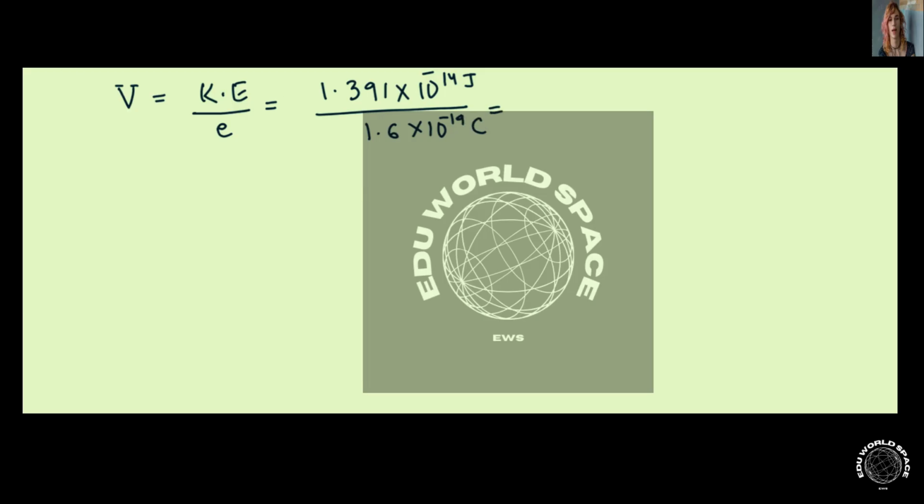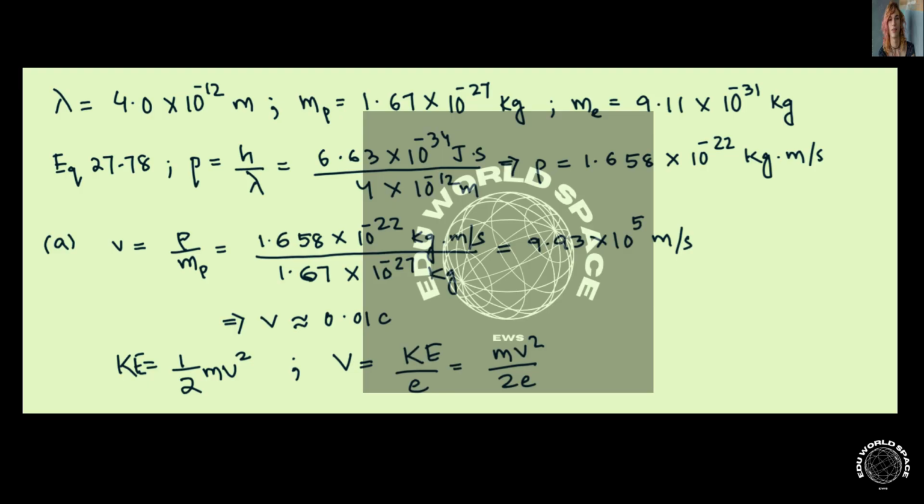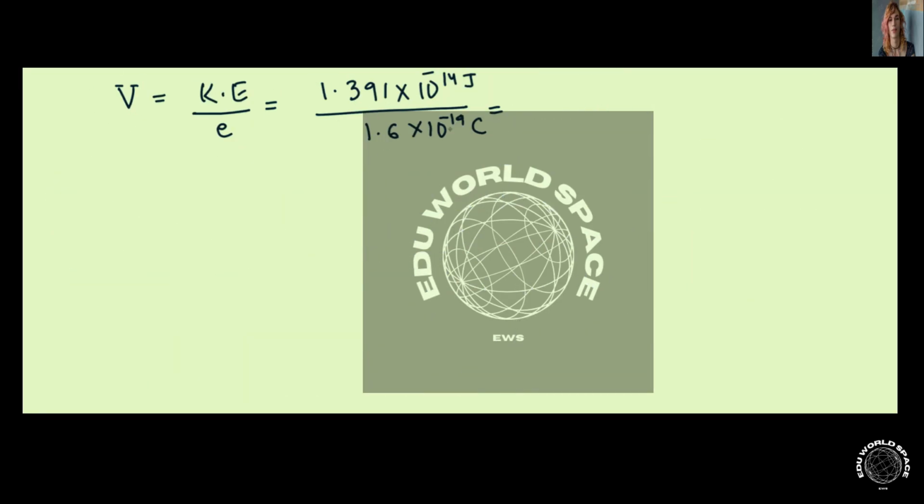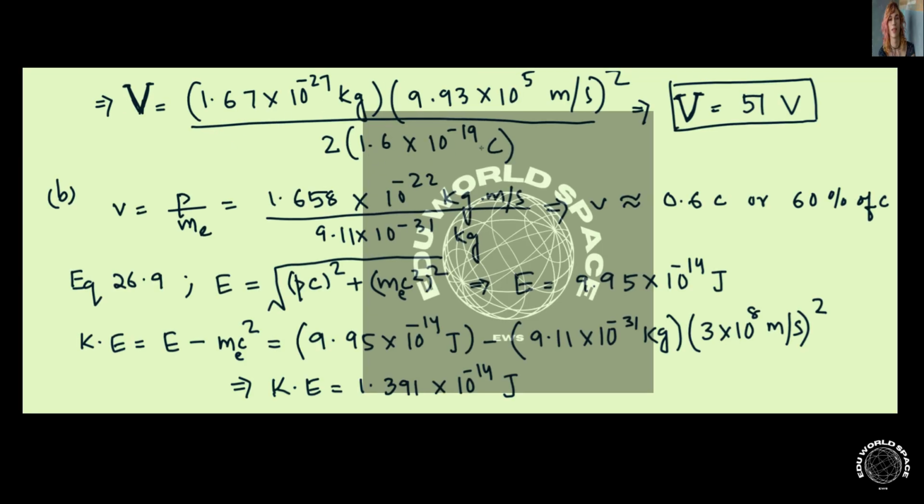And note that the charge of the electron and proton is the same. They just have opposite sign. The magnitude is the same. So that's the reason we use the charge of the electron over here.